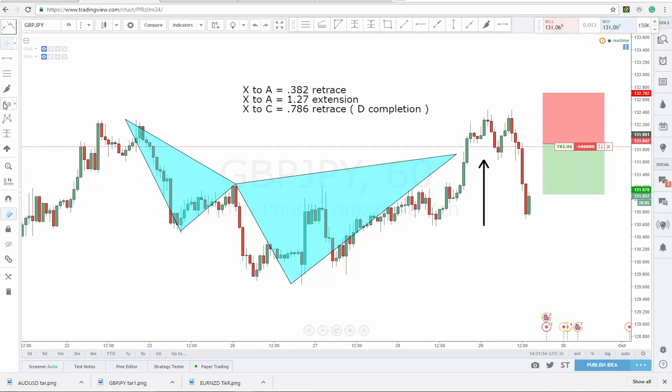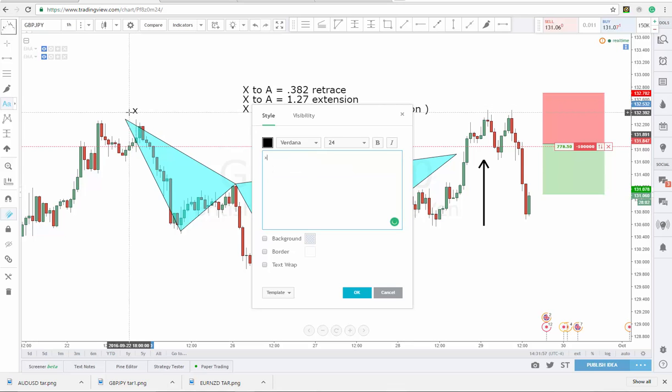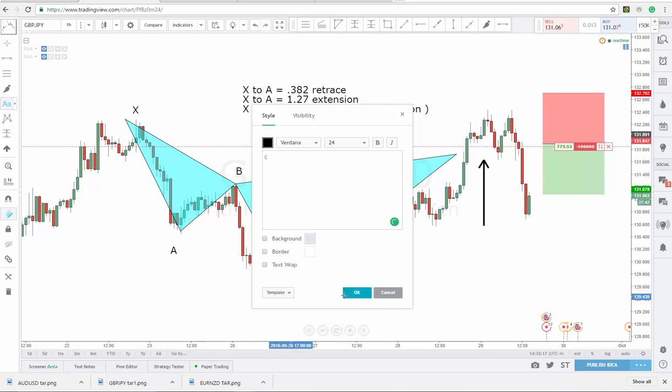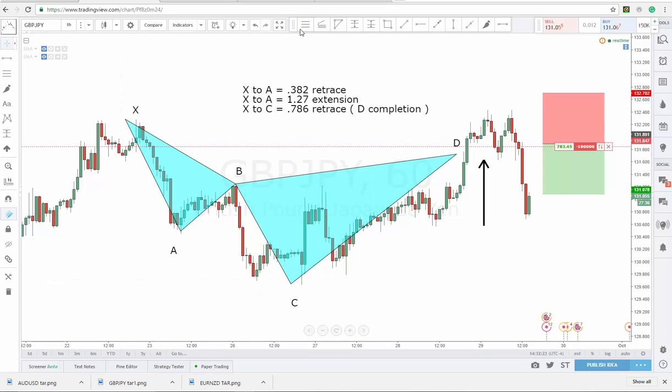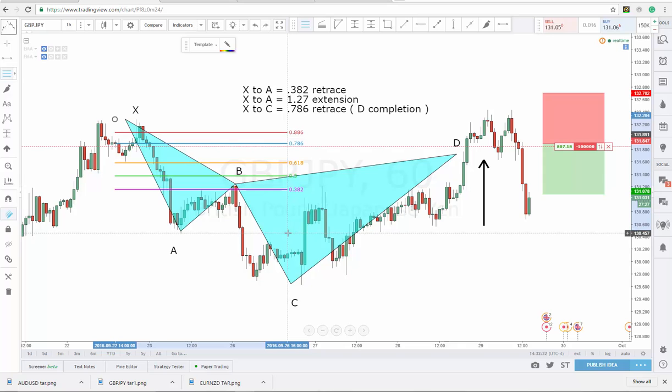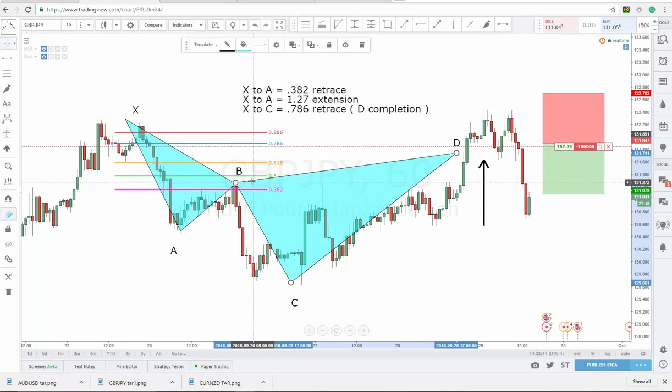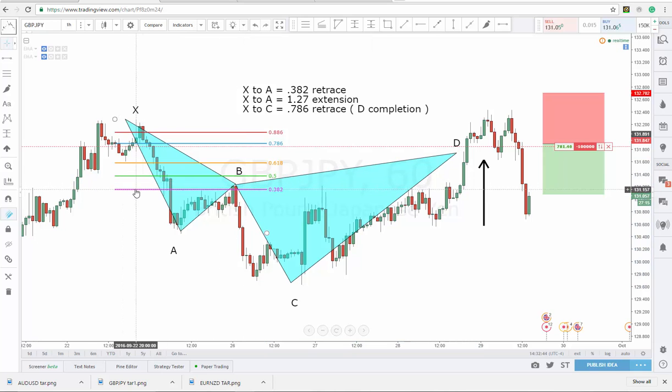So if we go ahead and label this, we'll label this X to A up to B, down to C and finally up to our D point completion. So if we read along here, we'll go from our X to our A of a 38.2, pulling it from X down to A here. If I just bring that across, you can see we easily get our 382 retracement, which is our purple line here. Go ahead and delete that, and we'll look at our extension.